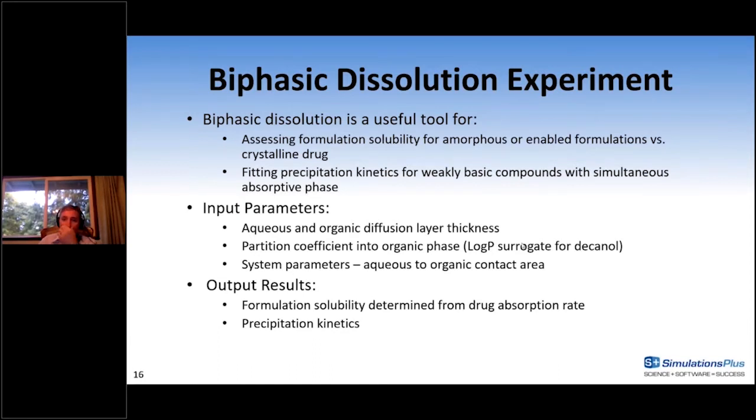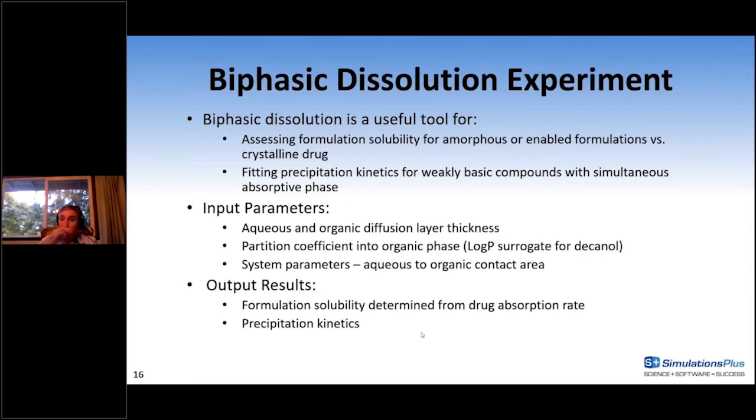organic phase. Log P is a surrogate for decanol, obviously. If you have a different fluid, you would have to manually enter in the solubility in that organic phase. And then the system parameters are the aqueous to organic contact area. Output results are formulation solubility determined from the drug absorption rate, and then precipitation kinetics.